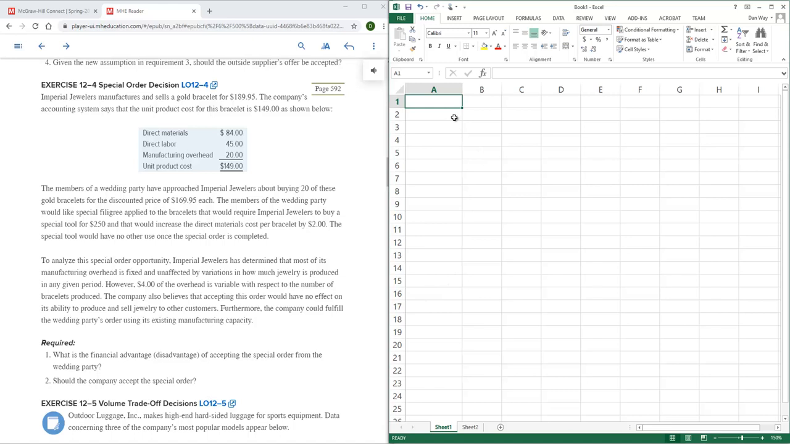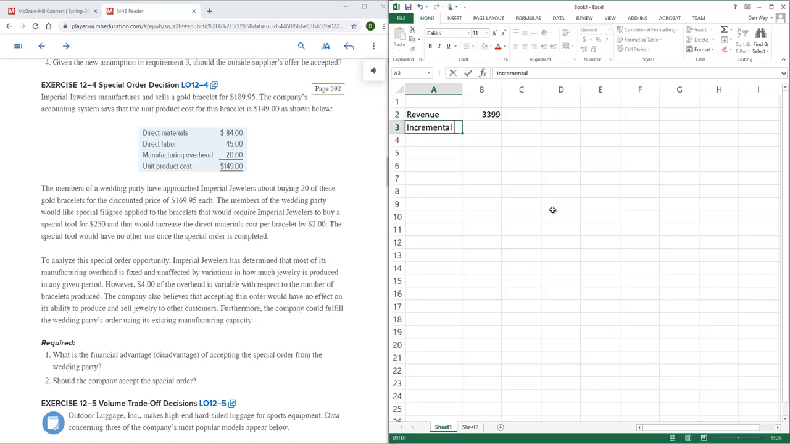So the first requirement is to determine the financial advantage or disadvantage of accepting that special order. And then second, to make the determination should the company accept it. So in all of our special order decisions, really we're just trying to decide, is it financially beneficial to accept the order? And that determination is made by, is the incremental revenue from the special order greater than the incremental cost of filling the order? So let's think about those components for this particular special order. So the incremental revenue that would be earned would be the discounted price of $169.95 times the 20 bracelets that the wedding party wants to buy. So that's the additional revenue that would be earned by this special order.